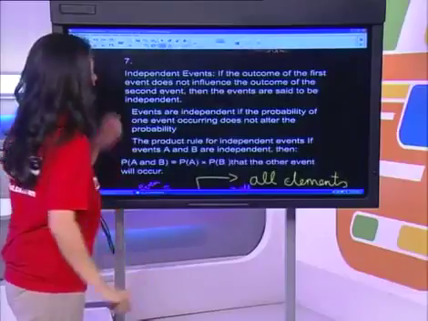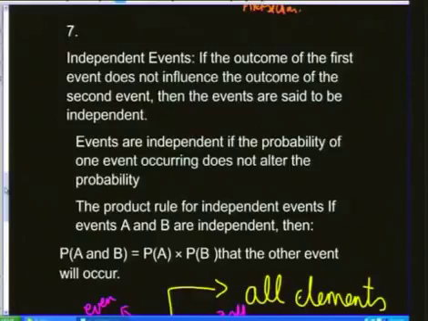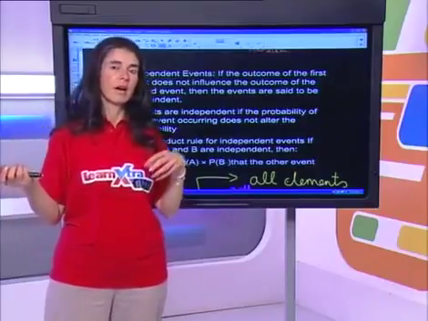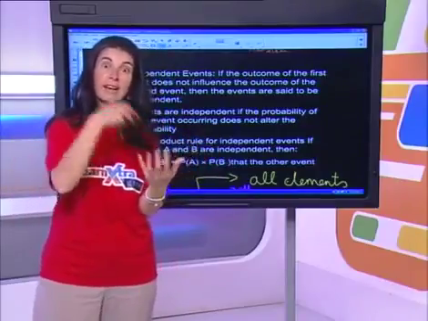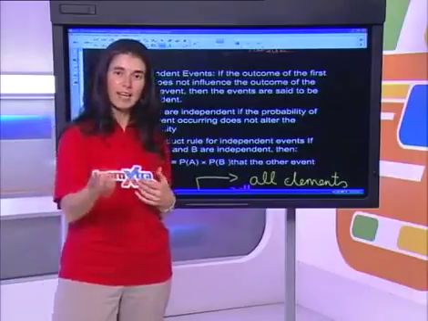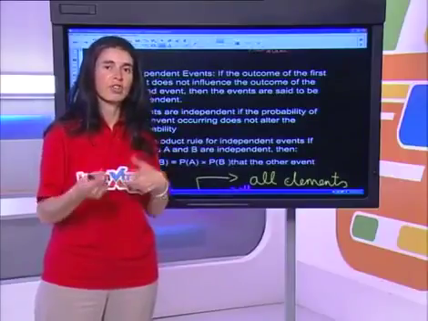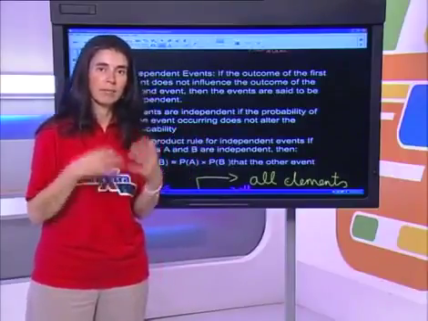Right, independent events. What do we mean by independent events? If the outcome of the first event does not influence the outcome of the second event, then the events are said to be independent. Now, the event that we've just looked at, the bag with the colored discs in, if I take out a red disc, then I'm assuming that in my next random selection, I'm going to be using the same 10 discs. So we talk about that selection as being an independent event.